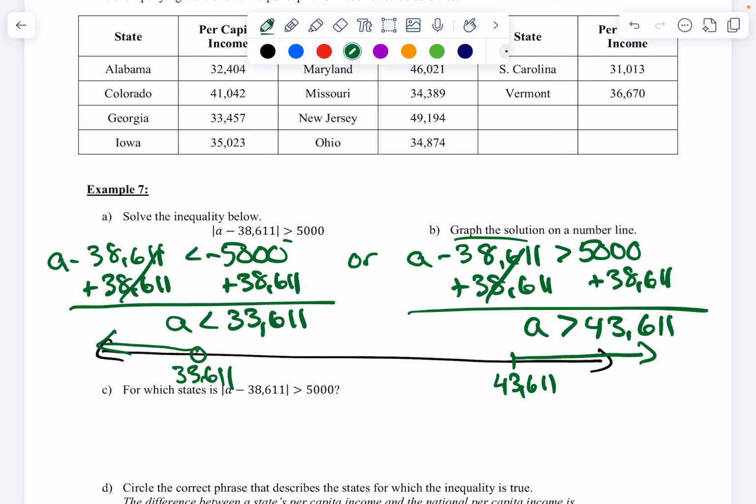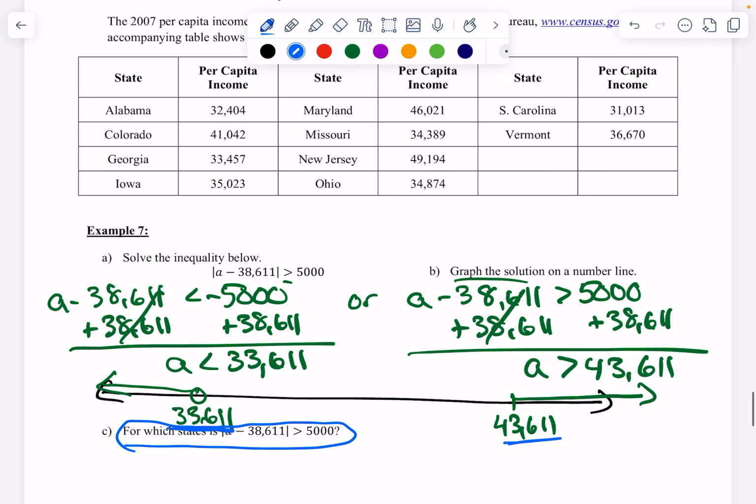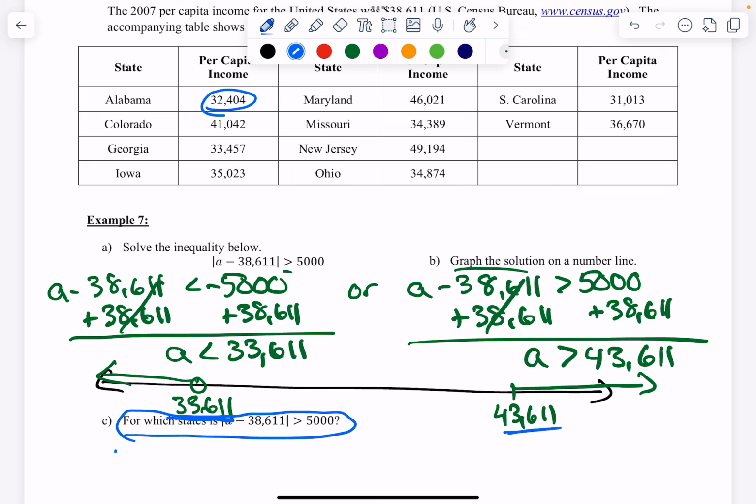Now it's asking for which states is this true? So which states are less than 33,611 or greater than 43,611? So 32,404 is less than, so that would be Alabama. Colorado is in between. Georgia, 33,457 is less than, so Georgia is the next one.